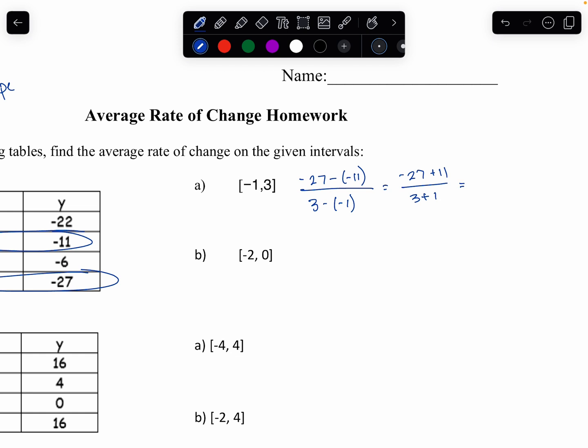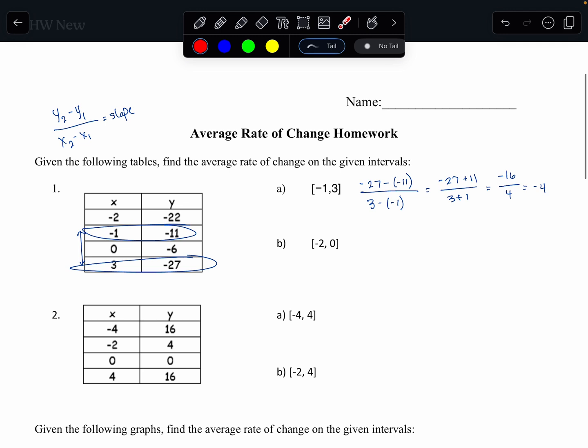And so what is that going to be right there? If I did -27 plus 11, that's going to be -16, over +4. So that's going to be -4 as my average rate of change. So basically what we're saying is that we have these coordinate points right here, and the slope between these 2 points is -4.